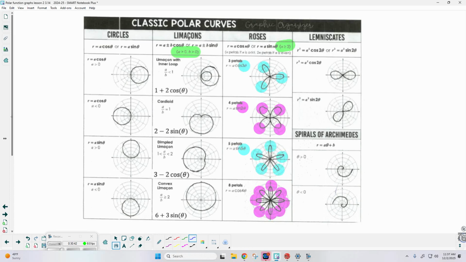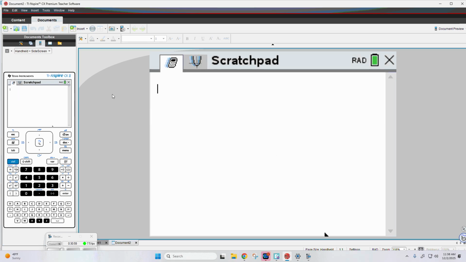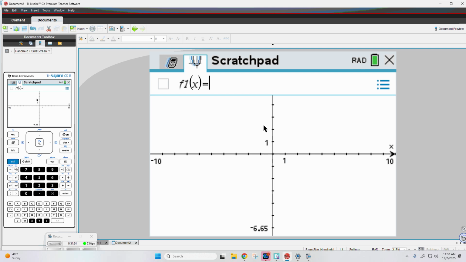Okay? So let me start showing you how to put these in the calculator, because this is going to be super useful to you. Let's start with that first one, 1 plus 2 cosine of theta. Everybody got a calculator? Okay. I like to use the scratch pad for graphing. You can do the same thing for a document. Again, just please clear the calculator's memory before you bring it back.